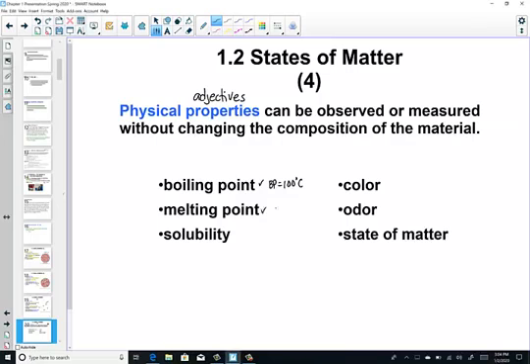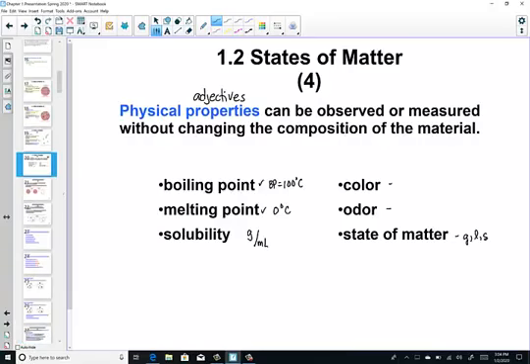I can tell you that water will melt at 0 degrees Celsius. I can refer to solubility. How many grams of salt will dissolve in a certain volume of water? I can tell you a color. Sulfur is yellow. Water is clear typically. I can talk to you about an odor. I can even describe to you the states of matter, if it's gas, liquid, or solid. All of these little adjectives or qualifiers about an object are describing its physical properties.